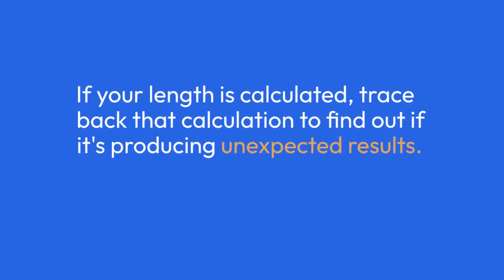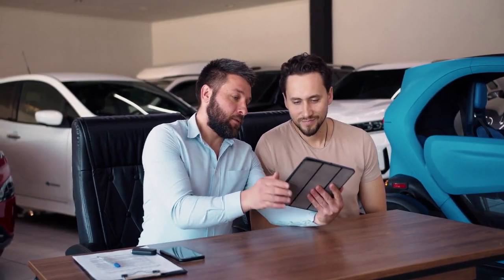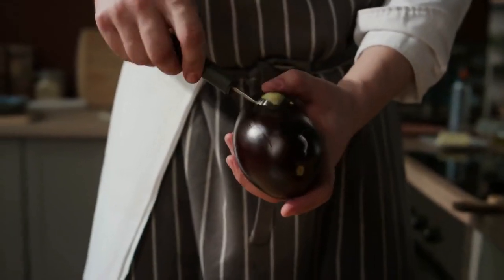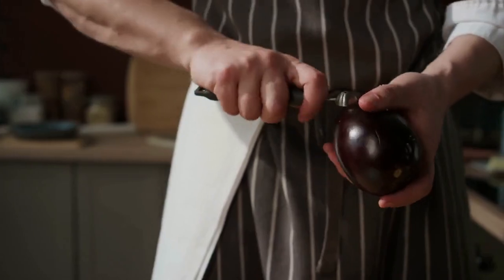If your length is calculated, trace back that calculation to find out if it's producing unexpected results. For instance, if you're dynamically generating the length using another column, verify that the column contains only positive integers that do not exceed the string lengths.